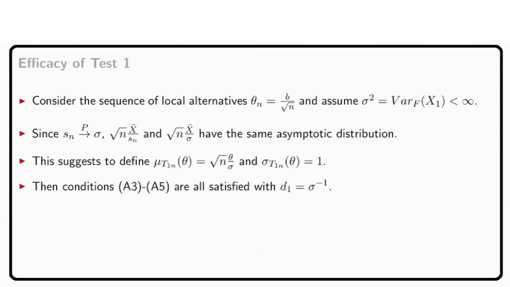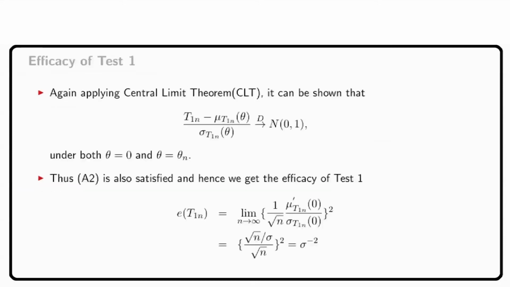Thus, this suggests defining mu_T1n(theta) equal to root n theta by sigma, and sigma_T1n(theta) equal to 1. Then conditions A3 to A5 are all satisfied with D1 equal to sigma to the power minus 1. Now, by applying the central limit theorem, we get (T1n minus mu_T1n(theta)) by sigma_T1n(theta) converges to normal 0, 1 in distribution under both theta equal to 0 and theta equal to theta_n. Thus, A2 is also satisfied. Hence, the efficacy of test 1, after some computations, is E_T1n equal to sigma to the power minus 2.